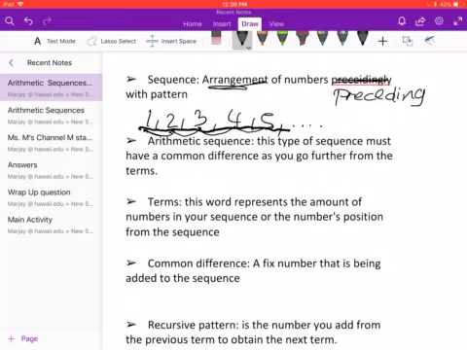The next vocabulary is arithmetic sequence. This type of sequence must have a common difference as you go farther along the pattern or the terms.